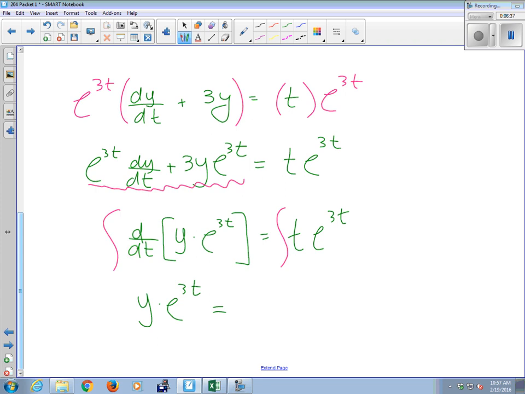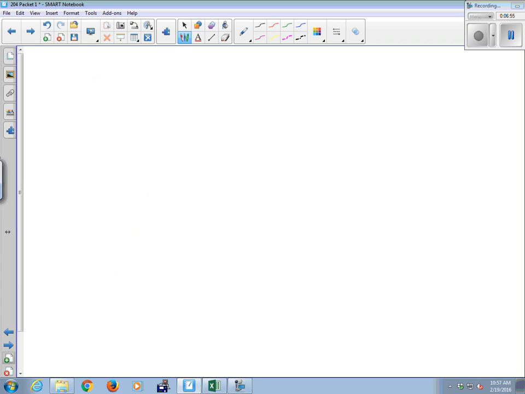Could you do something? No, u substitution is not going to work, because the t will disappear. If there was a t squared in the exponent, yeah, it would work. But with just the t, it won't work. Not everything will cancel. All right, so let's go back.